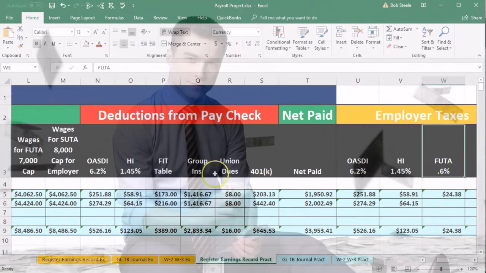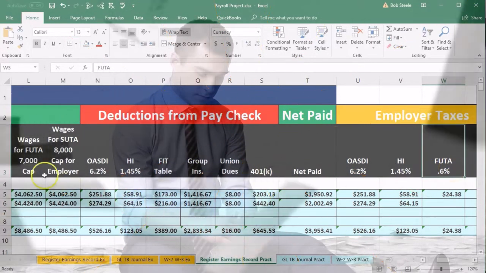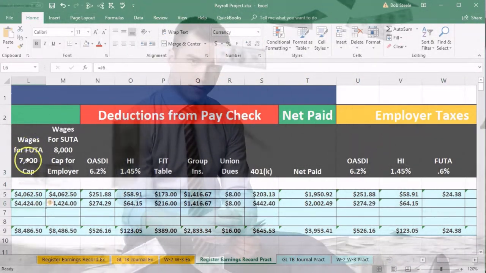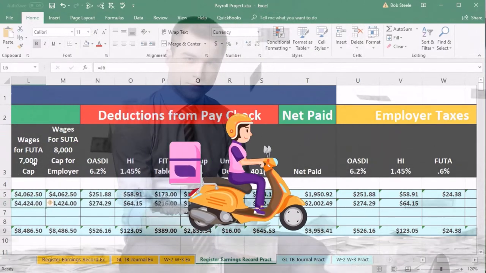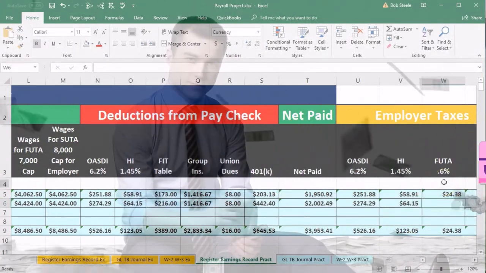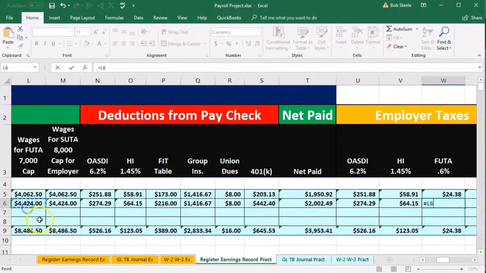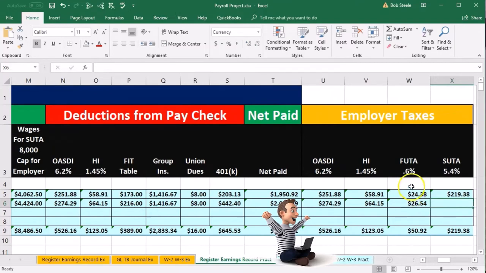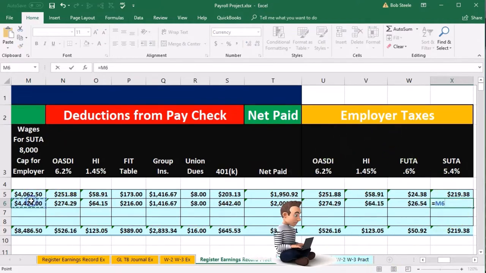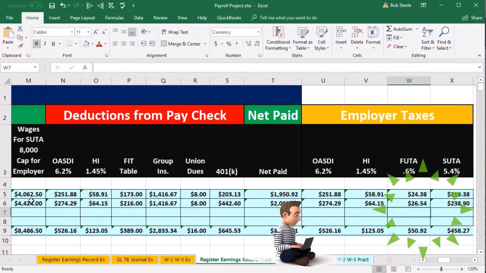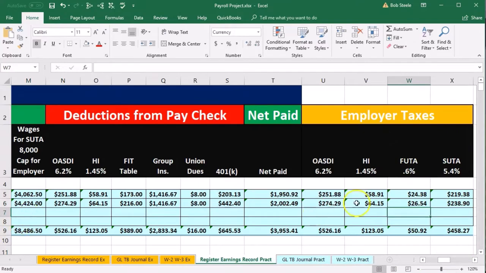Then FUTA. Notice we haven't seen FUTA over here, it's only an employer tax. We're going to pick up the FUTA wages, but make sure it's this column, because this one will change for sure next time period, times 0.006 or 0.6%. So this equals the 4,424 times 0.006, tab. So there's FUTA, and then for SUTA we're going to pick up the SUTA wages, which has a cap of 8,000, times 0.054 or 5.4%. So this equals the SUTA wages times 0.054, enter. So that's our 238.90. Note these don't affect the net pay, but are something that the employer has to pay.